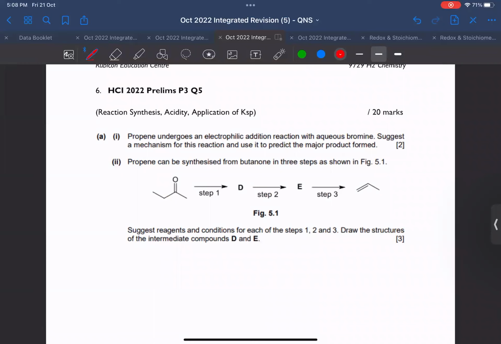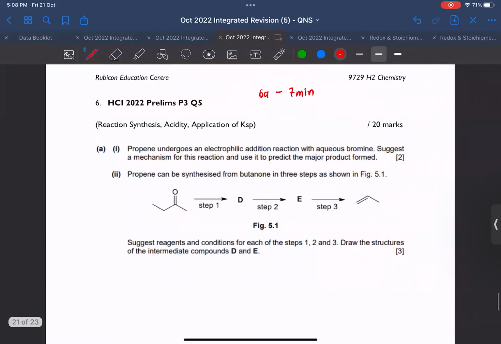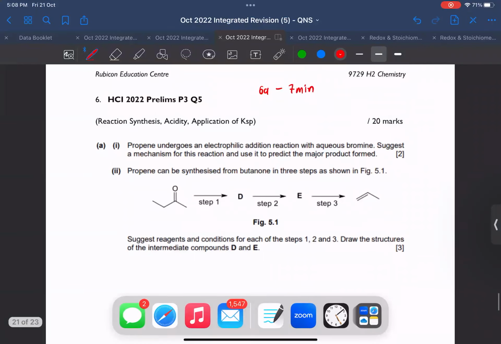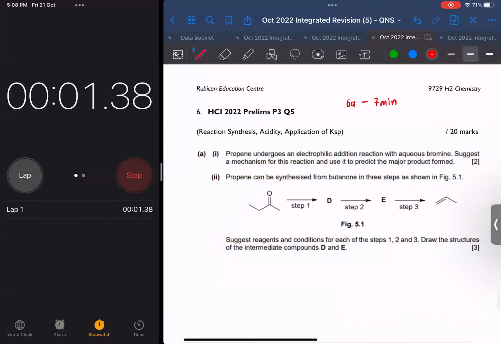Question 6 is quite a long question, so I will want to split this into 3 parts. I want you guys to do this first part first, and I'm going to give you only 7 minutes to do 6 part A. 7 minutes for this part because no application is involved. This one is all just content knowledge, so it shouldn't be too difficult. We can just start now. All right, 7 minutes.